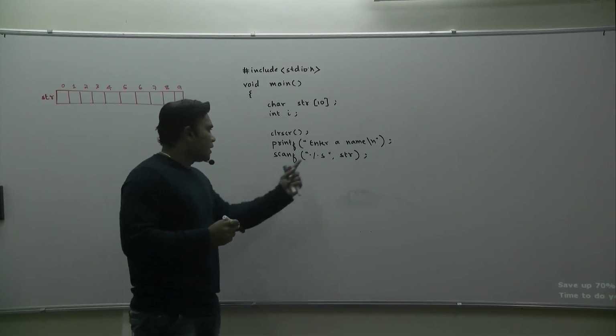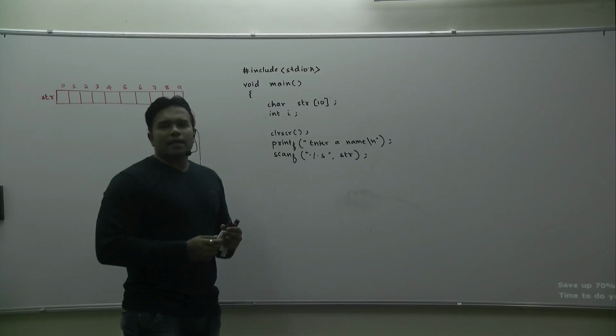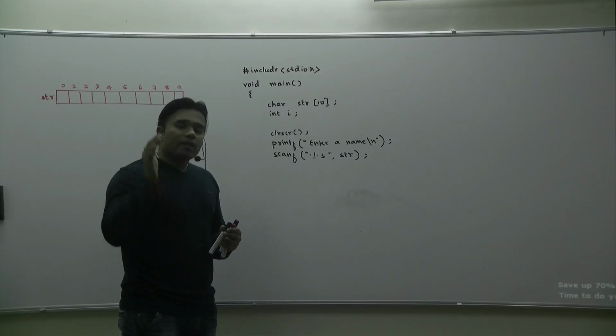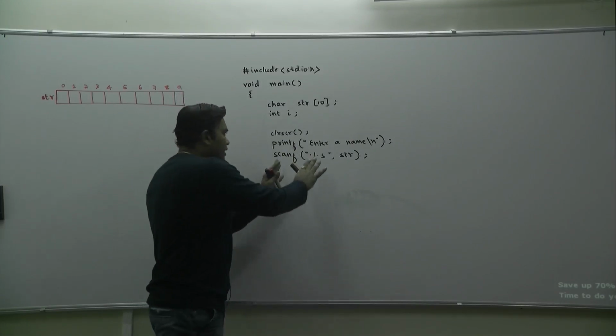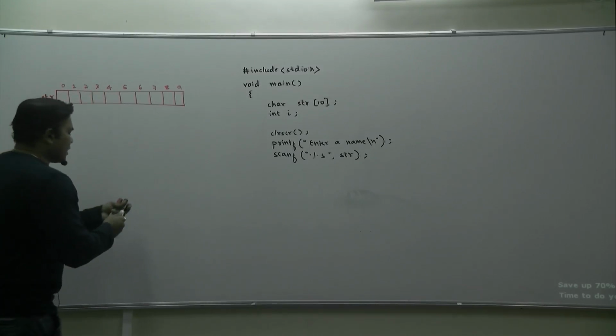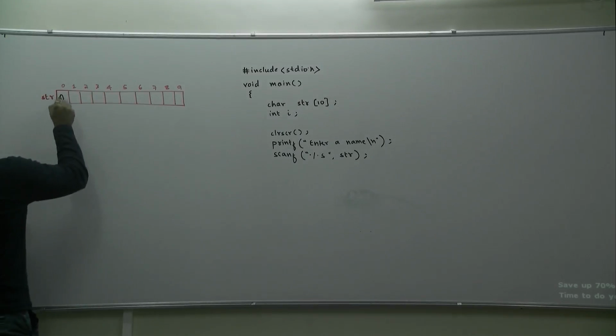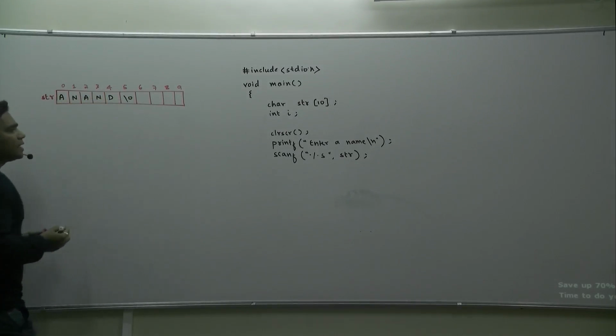If you use percentages, no need to use ampersand in str. These are the rules of C language. Why these rules are framed, I will tell you in my aptitude class, not in programming. What this line is doing is, one name it is taking and that name it is putting in str. Maybe Anand is the name, so ANAND it has put here, and obviously at the end null would be there.